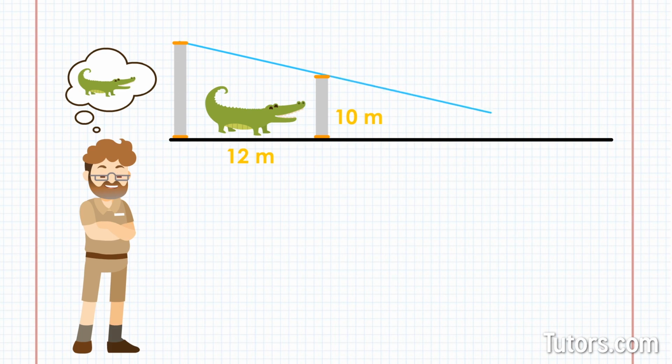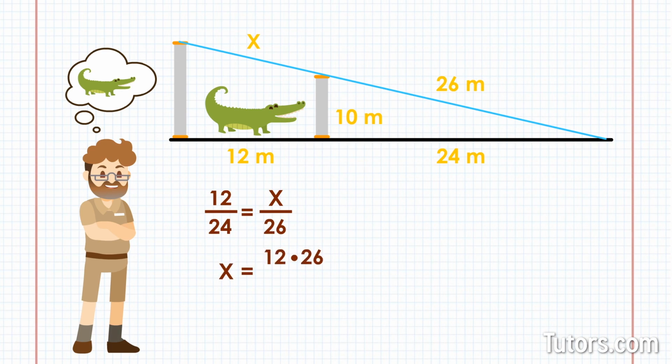Construct an imaginary triangle out from the crocodile enclosure's near wall. Go out 24 meters and measure from the ground to the top of the near wall. Or better yet, use the Pythagorean theorem to calculate the hypotenuse of the right triangle without ever leaving your zookeeper office. The ratios are now clear. 12 divided by 24 equals x divided by 26. We can cross-multiply 12 times 26, which is 312, and then divide 312 by 24.